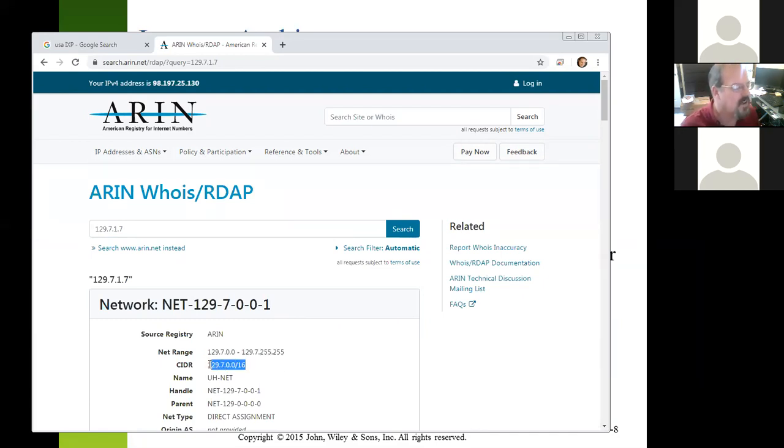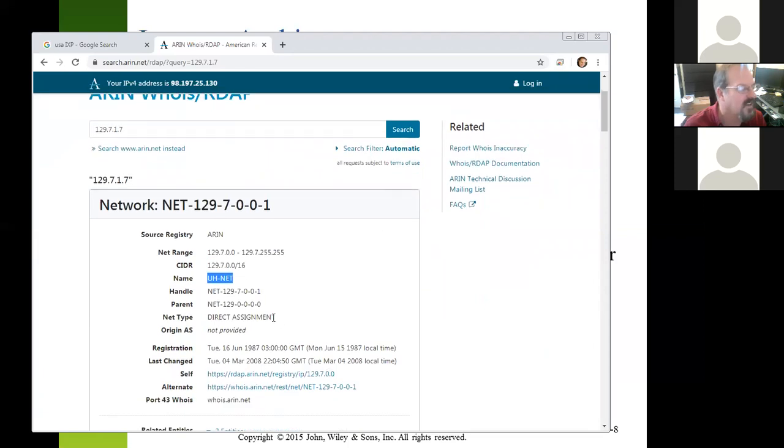Here's the CIDR notation, which is what you're doing in your subnetting right now. The official name of this is called UH.net. That kind of implies who this net block belongs to? It's University of Houston. It is a directly assigned net block. It's a big block of numbers, but the reason we have that big block is 1, we are a university. 2, we are a large university. And 3, we were one of the first nodes on the internet.